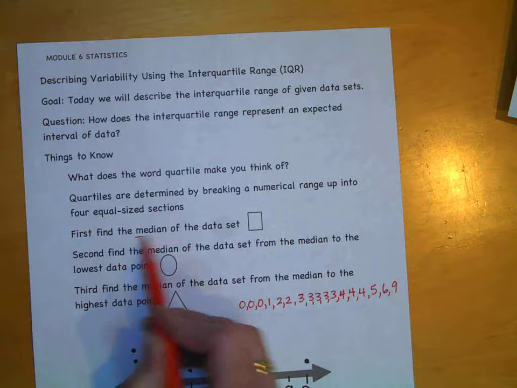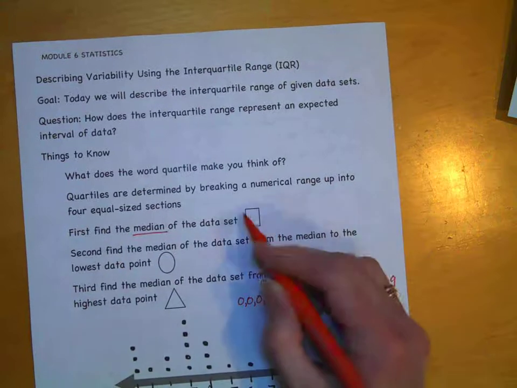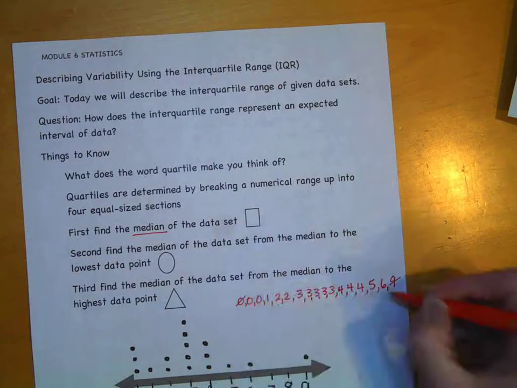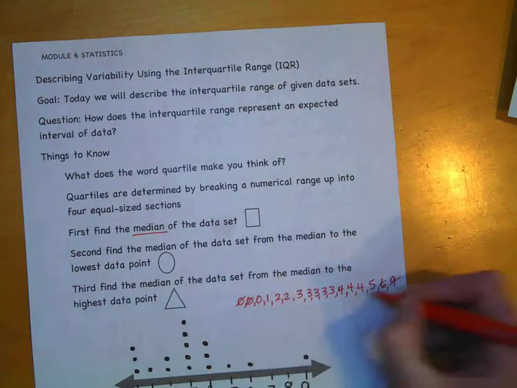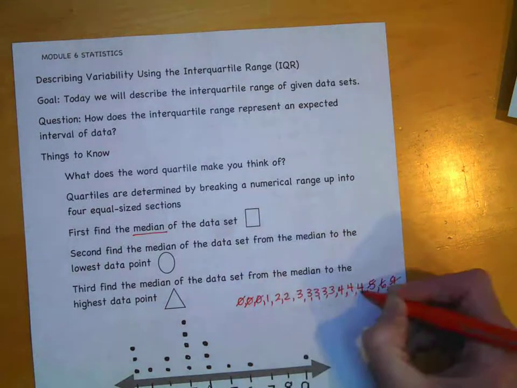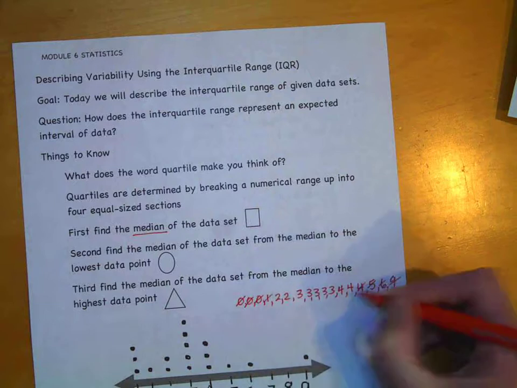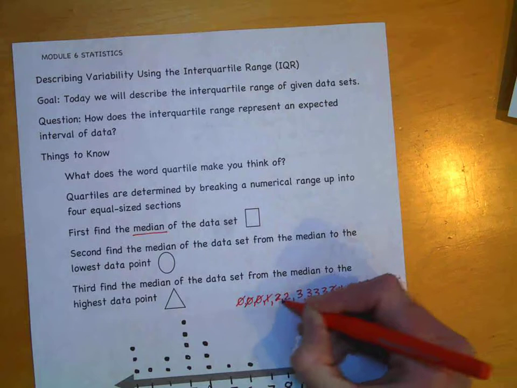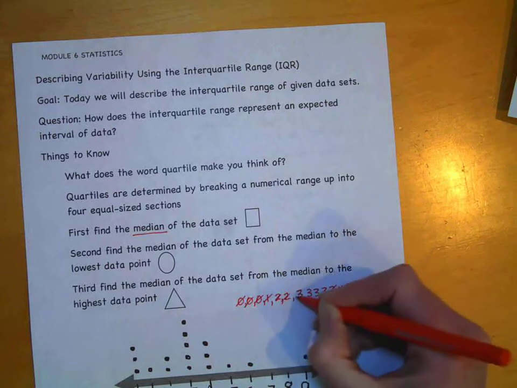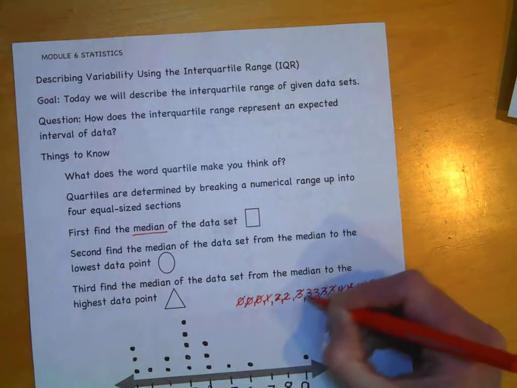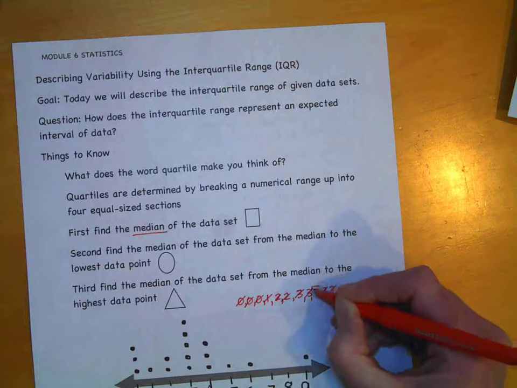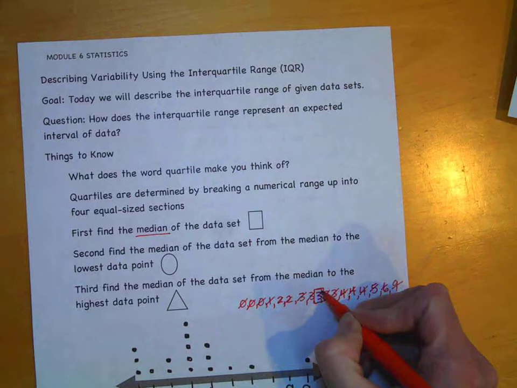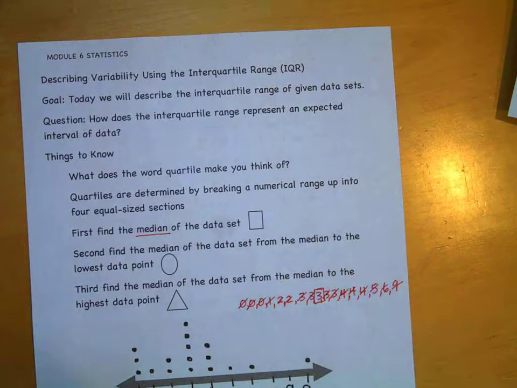And now it says first find the median of the data set and put a square around it. Okay, so to find the median, I go here and here, here and here, moving in from both ends, and there it is right there. So I put a box around that one. So this guy right here is your median.